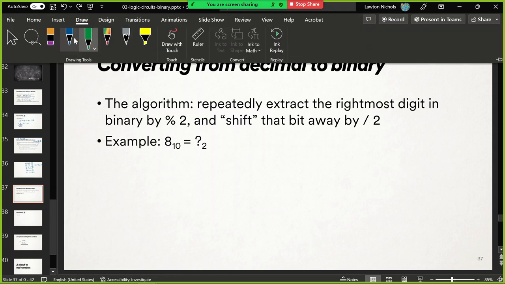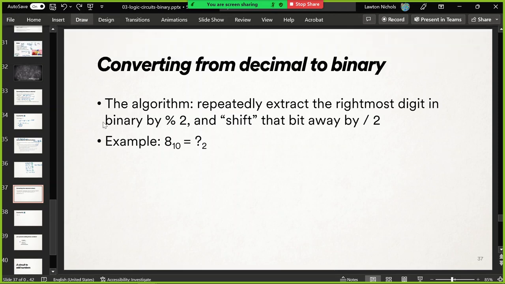So here is the algorithm now, converting from decimal to binary. You're going to repeatedly extract the rightmost digit, not in decimal, but in binary, using this mod 2 operation. And then you're going to shift it away, like cross off that binary version of that rightmost bit. And you get that by dividing by 2 and throwing away that remainder. So here's the process all over again.